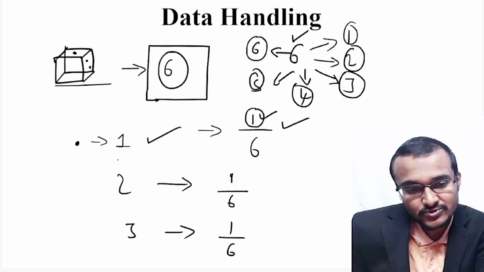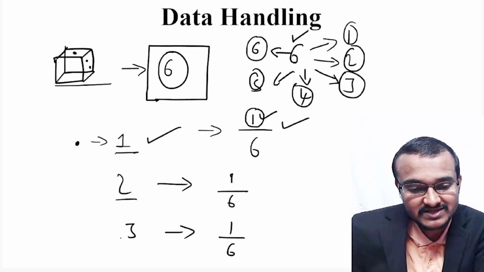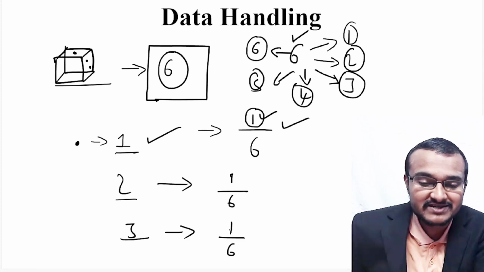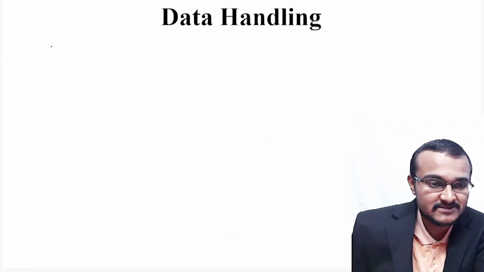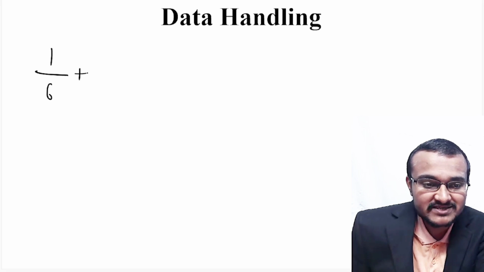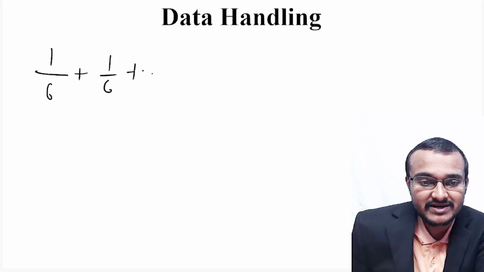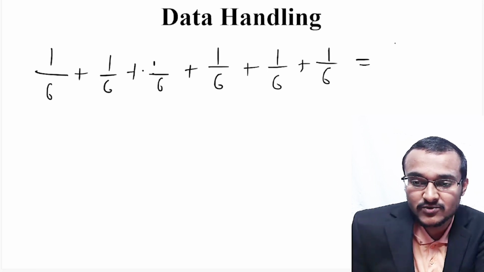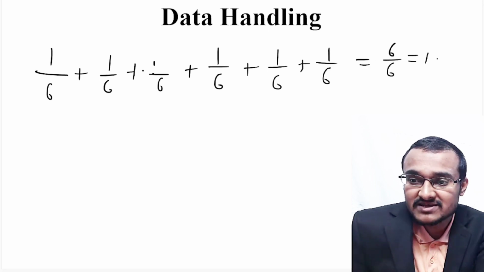So here you can actually see 1 is there, 2 is there, 3 is there, 4 is there, 5 is there, 6 is there. So total probability is 1 by 6, 1 by 6, 1 by 6. That means 1 by 6 should be repeated 6 times, because you have 6 particular outcomes. So when you add this up, then you will actually get 6 by 6. That is actually equal to 1. That means it is actually equal to 100%.